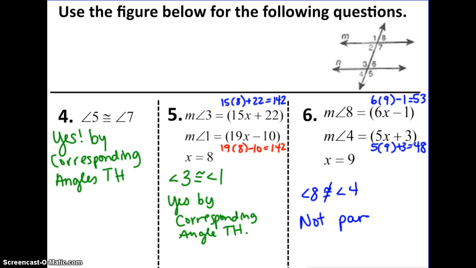There's not enough information. If I knew that they were parallel, 8 and 4 are alternate exterior angles, but obviously they're not congruent, therefore the lines are not parallel. We can make that assumption.